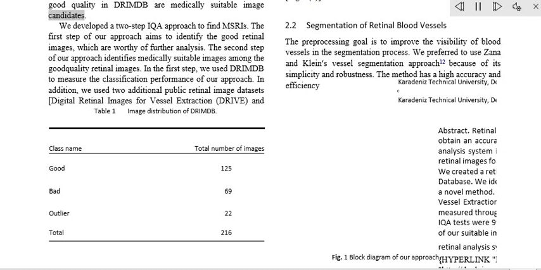Segmentation of retinal blood vessels. The pre-processing goal is to improve the visibility of blood vessels in the segmentation process. We prefer to use Zana and Klein's vessel segmentation approach 12 because of its simplicity and robustness. The method has a high accuracy and efficiency.